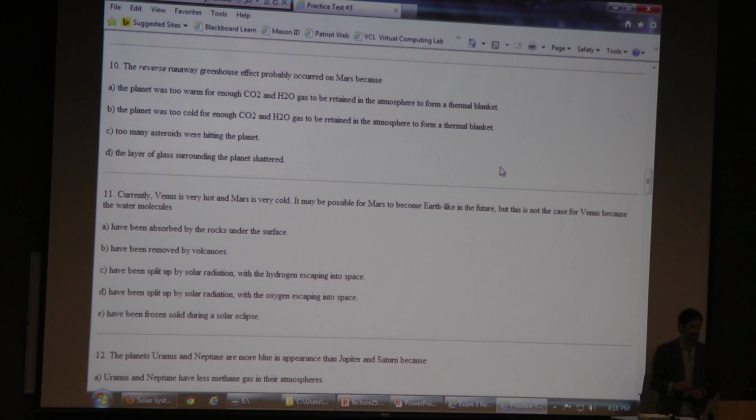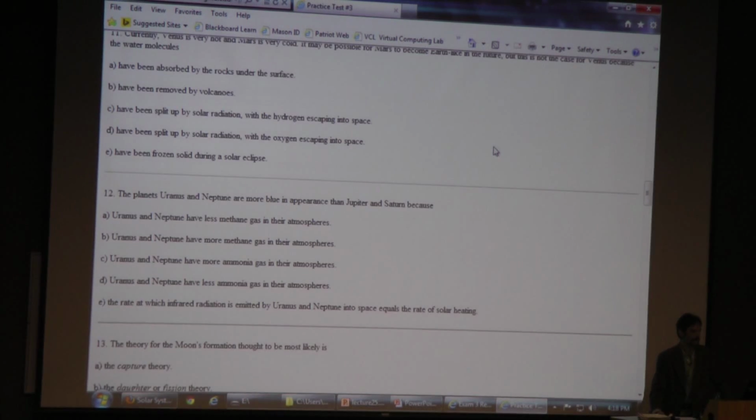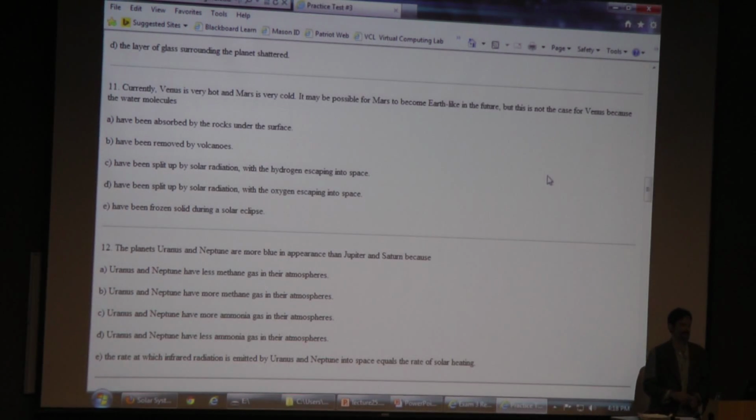So basically the short answer to this question would be D: the planet was too cold for enough carbon dioxide and H2O gas to reach the atmosphere to form a thermal blanket. So instead, that stuff precipitated out, leading to more cooling, which led to more precipitation. So that's that runaway type of cycle. Okay, Venus is very hot and Mars is very cold.